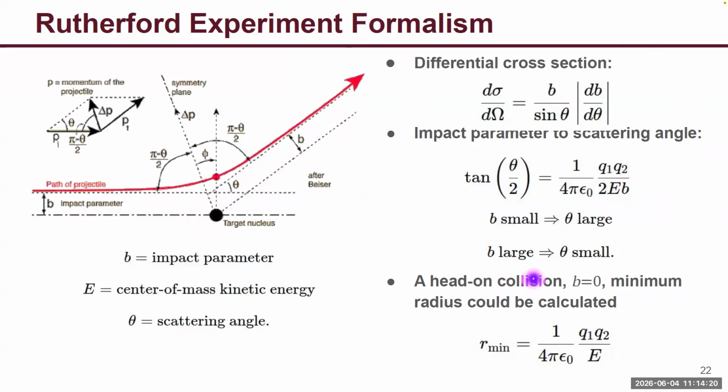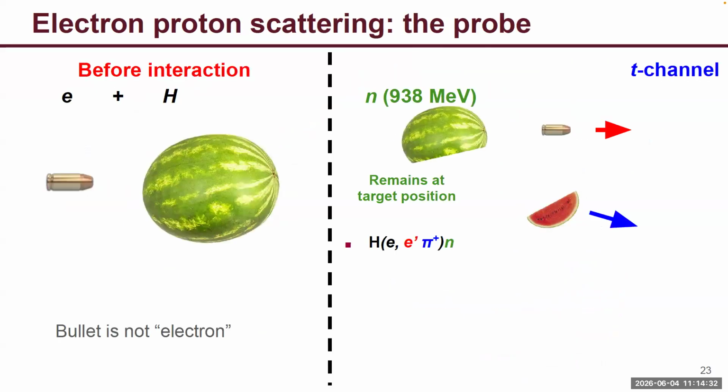So of course, for the head-on collision, the impact parameter is 0. Then the minimum radius can be calculated just by recomputing the Coulomb energy formulas. So what about our EP scattering?